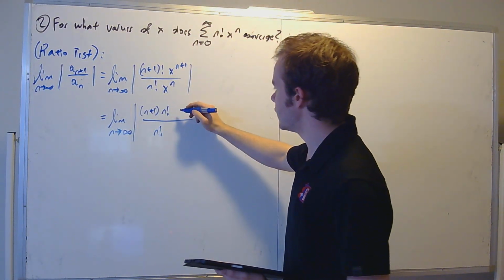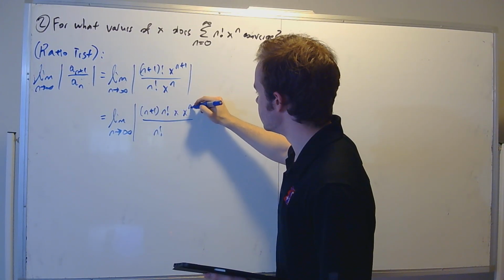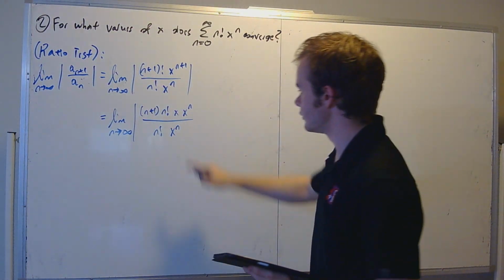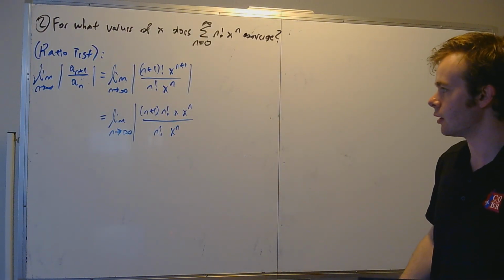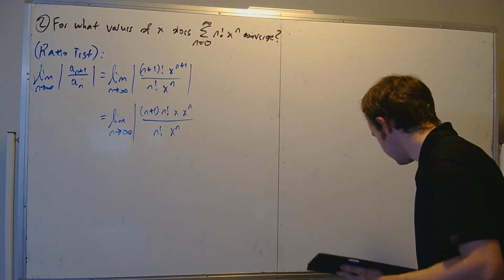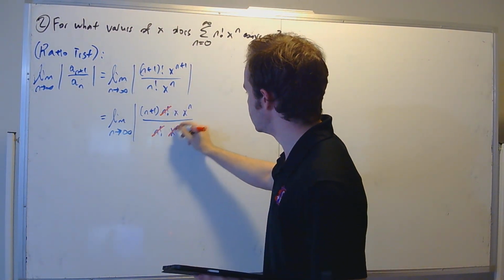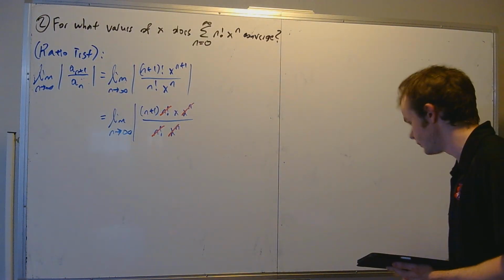And here we're going to get x times x to the n. And on the bottom here we have x to the n, right? Because x to the n plus 1 is just x times x to the n. Okay. And notice what we can cancel here is these 2 copies of n factorial and these 2 copies of x to the n. So all of that is going to cancel out.